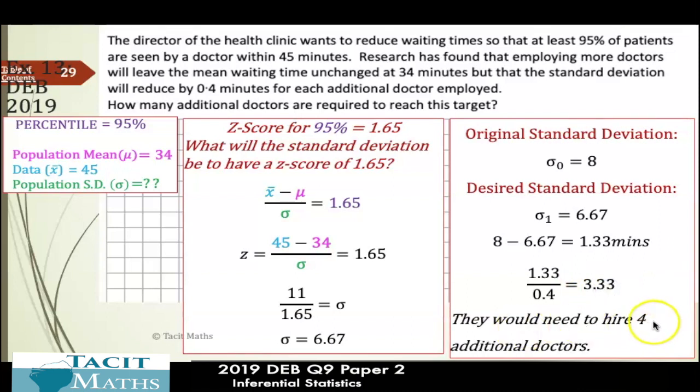So when we round it up, if they hired 4 doctors, well, that would improve the standard deviation by 6.67 minutes. And if the standard deviation is 6.67, then that would mean that 95% of patients will be seen within 45 minutes. All right, so it's a bit of a mouthful, obviously, but it's good to see just how these type of questions are asked and how you would approach that question.